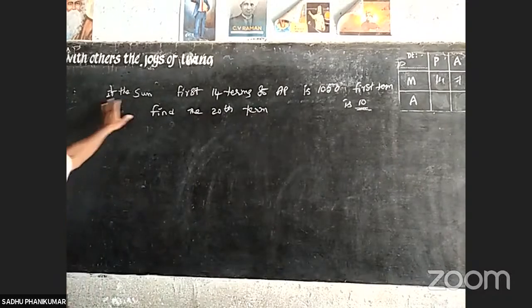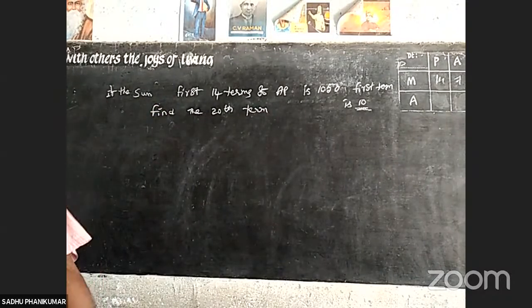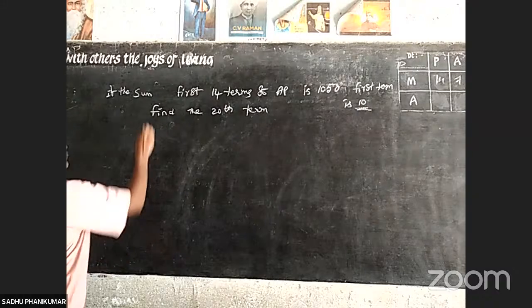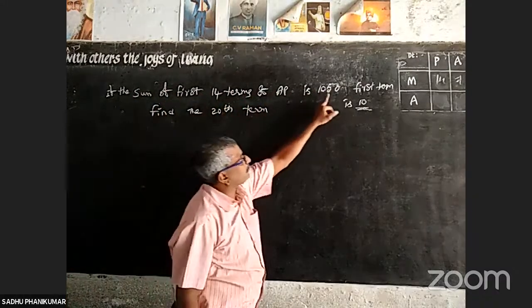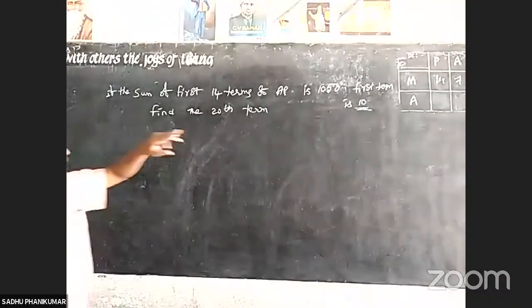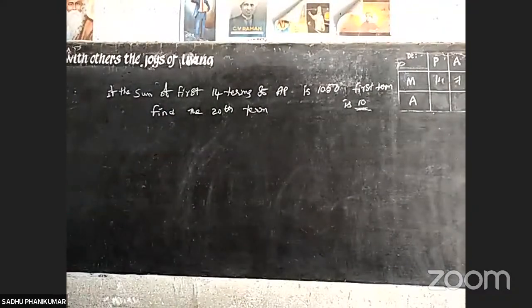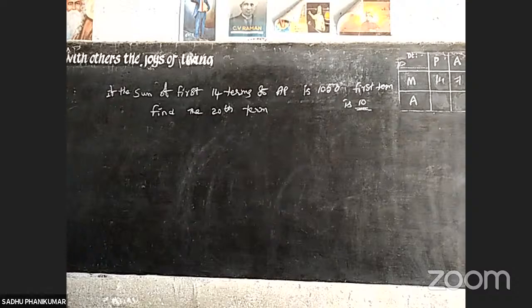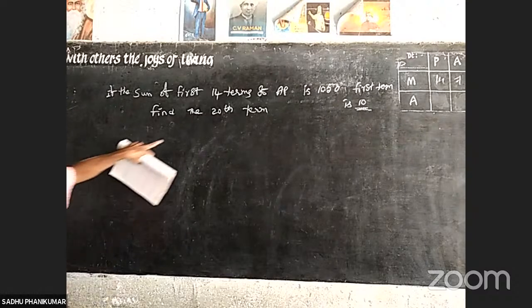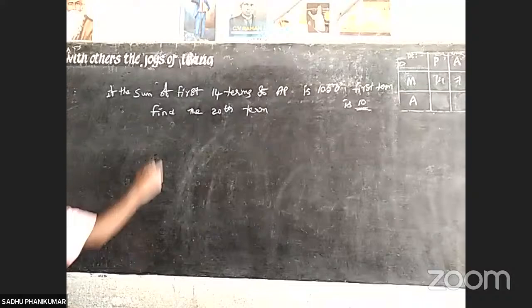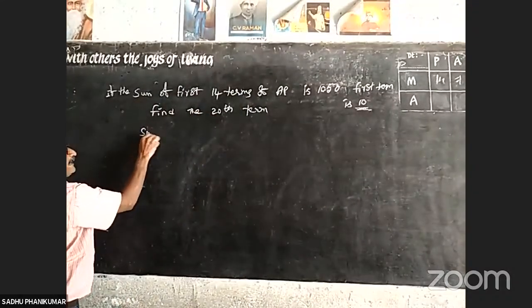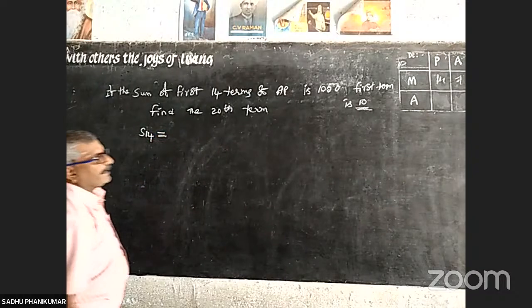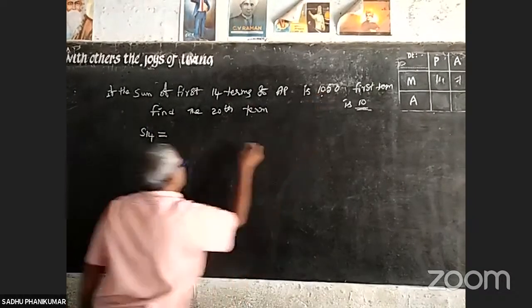If the sum of the first 14 terms of an AP is 1050, and the first term is 10, find its 20th term. That is given as the sum of the first 14 terms, that is S14 is given as 1050.